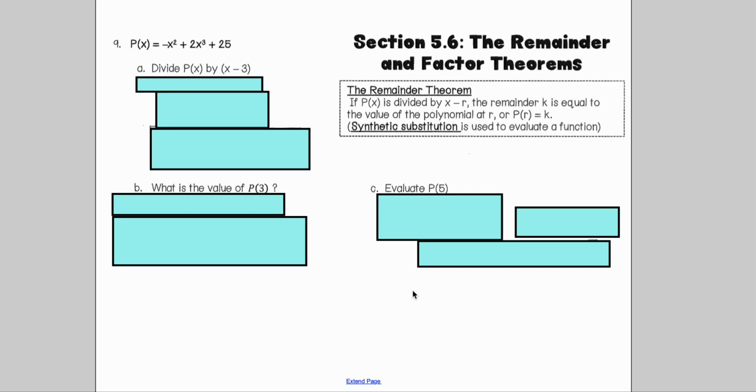Okay, so this is section 5.6. It's the remainder and the factor theorem. And go ahead and try number 9 based on what we did yesterday. You're going to divide that p of x polynomial by x minus 3 and use synthetic division. So go ahead and pause the video and give that a try.